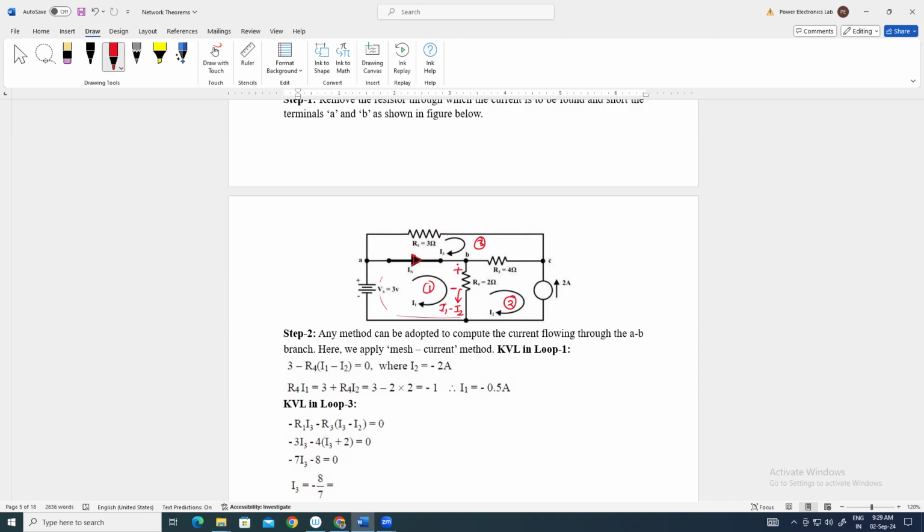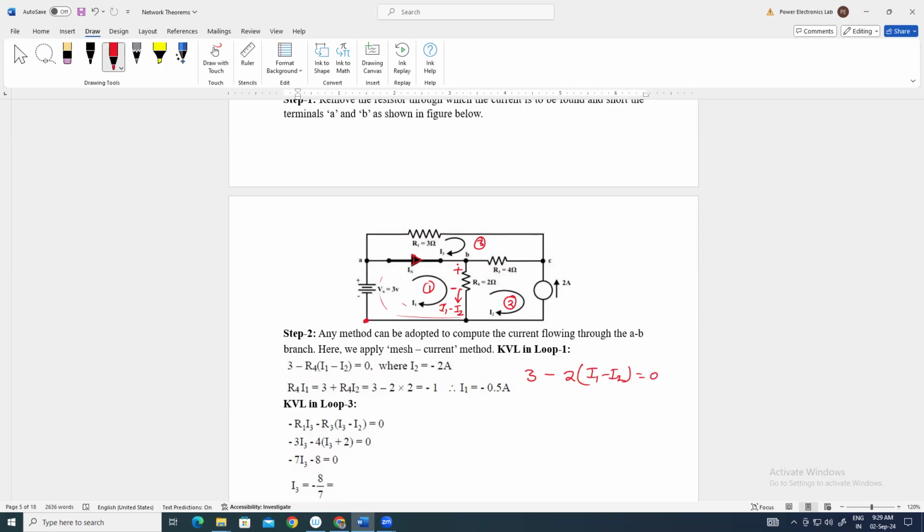So if you apply KVL in loop 1, you can start at this point. Minus to plus is plus 3, then plus to minus is minus, minus R4, which is 2, into (I1 minus I2), and that is 0. So that is what is written here.